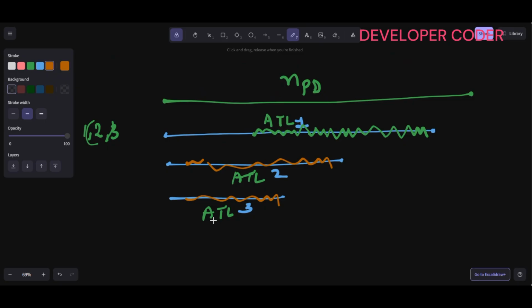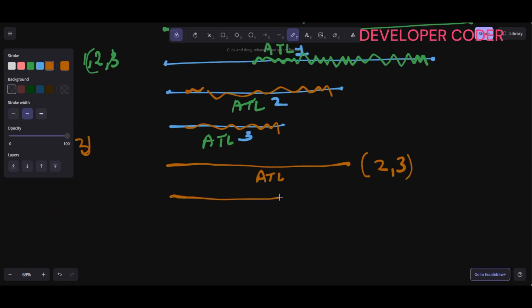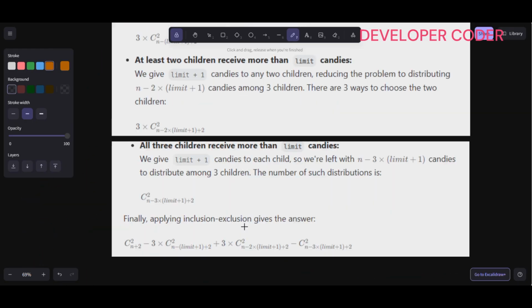To recover this, I'm going to add at least two. If I'm adding at least two this time, then definitely in this case 2 and 3 will be added automatically. But here I am again adding at least 3 also. So this is bad, right? I am adding at least 3 two times: in at least 2 I am adding 2 and 3, and in at least 3 I am adding 3 again. So now I have to subtract this at least 3 also.